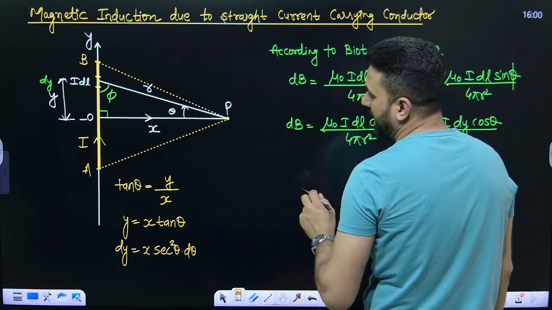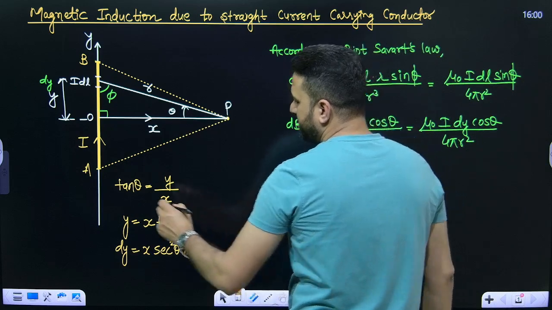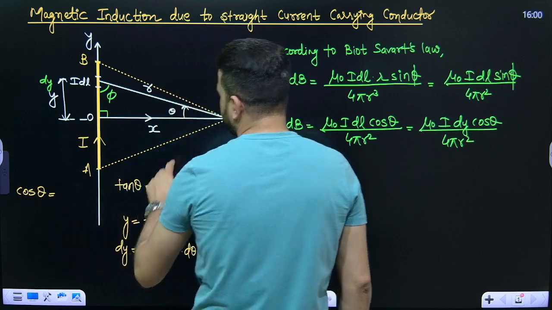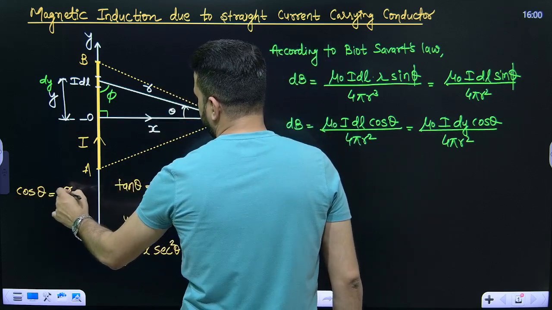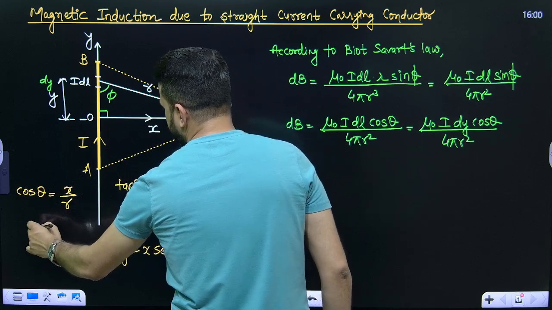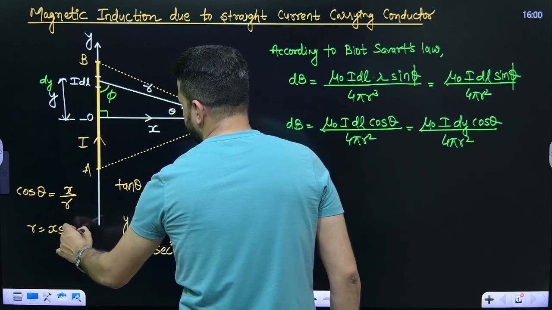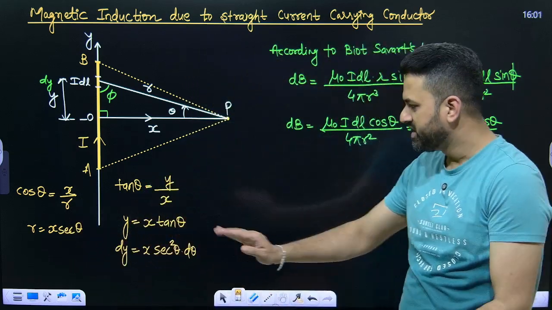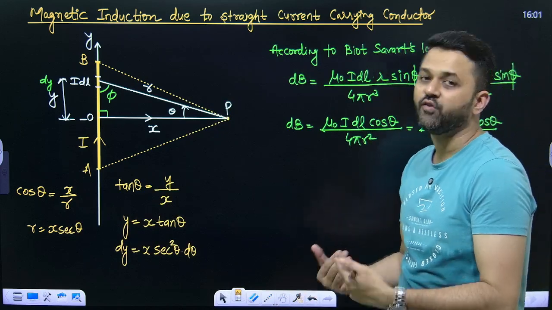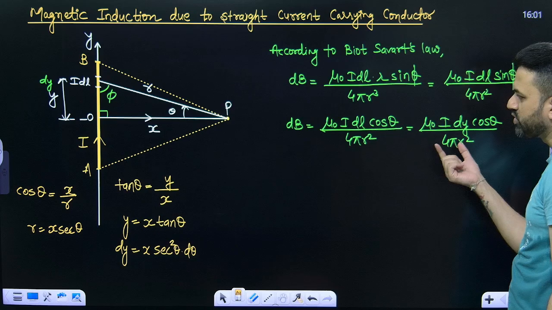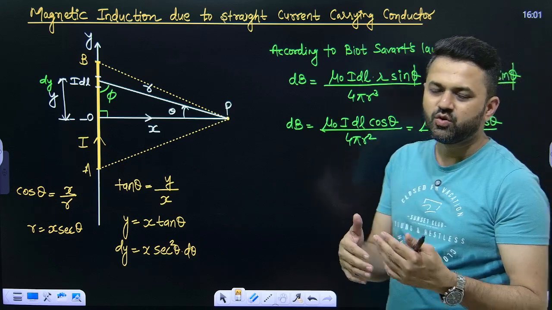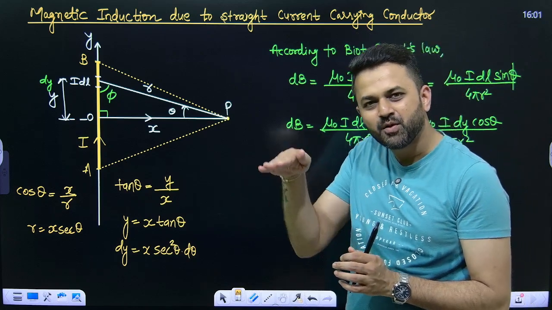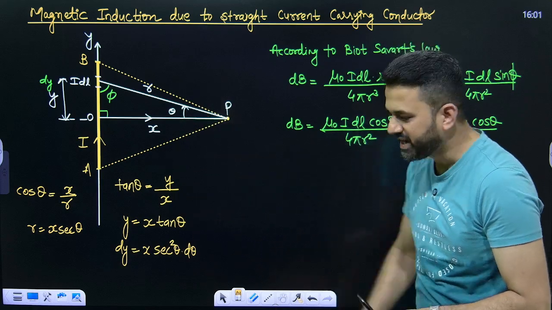What is that r? How can you replace this r? Suppose again I take cos of theta. So cos theta is x by r, so r is equal to x sec theta. These are the two different relations we are getting in terms of theta, which we want, because we want to convert the whole term into the form of theta, so that I can vary from one angle to another, right?